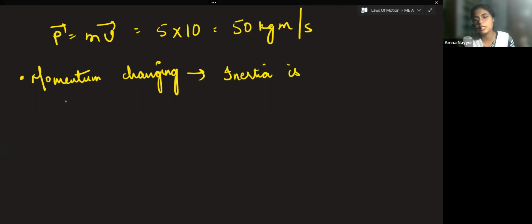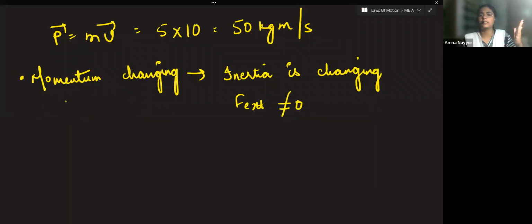Inertia is changing. Fine. If the momentum of a body is changing, it means inertia is changing. And it can also happen that the external force applied is not zero. So that's why you can say the momentum of the body is changing. Any of these factors can occur if the momentum of the body is changing. So this was the concept of momentum.